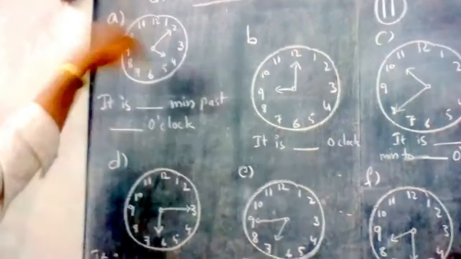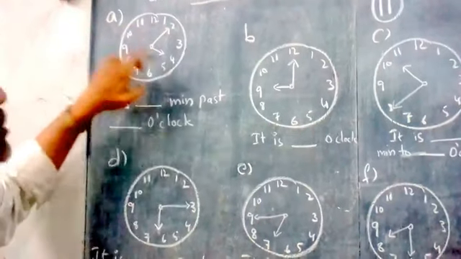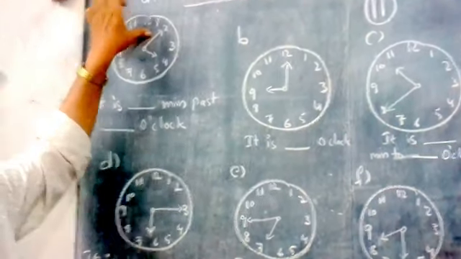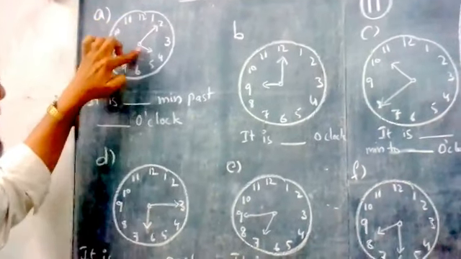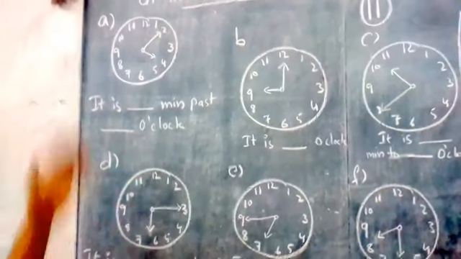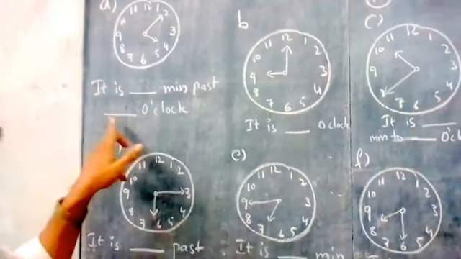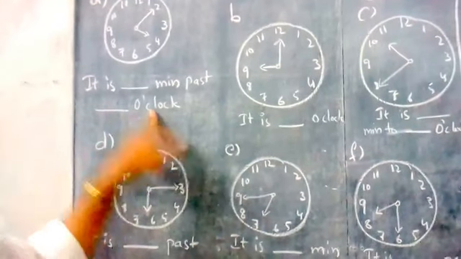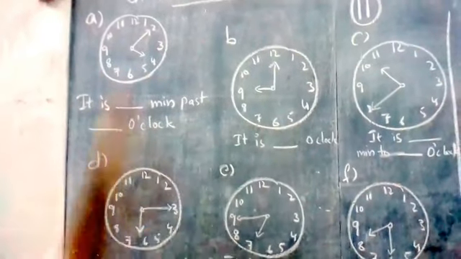We know that in a clock there are two hands. One is the long hand, one is the short hand. The short hand represents the hours, whereas the long hand represents the minutes. Now we have to find out what the time is here. It is dash minute past dash o'clock. So we have to find out how many minutes have passed after what time.